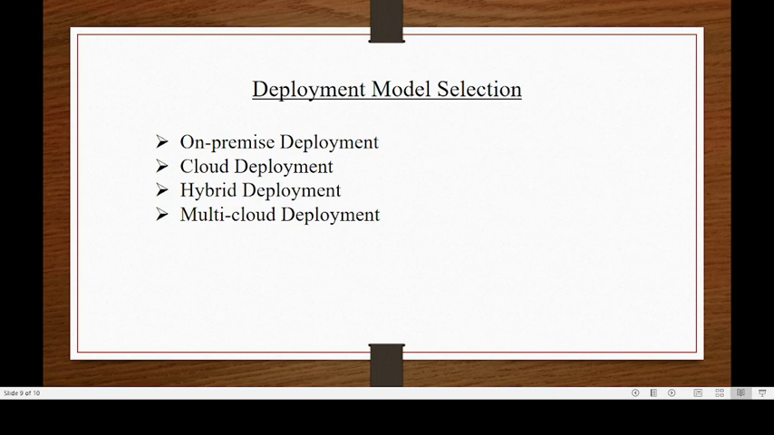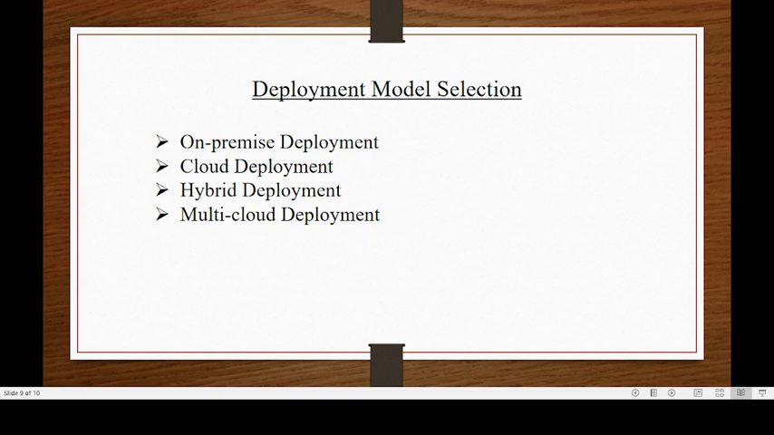Hybrid deployment. It combines on-premises and cloud-based infrastructures into one deployment model. If an organization has substantial on-premise infrastructure but wants to leverage the benefits of the cloud, a hybrid model could be a good fit. Multi-cloud deployment. It involves using more than one cloud service from different providers. Organizations that are seeking to avoid vendor lock-in or to meet specific geographic or service requirements may opt for a multi-cloud approach.